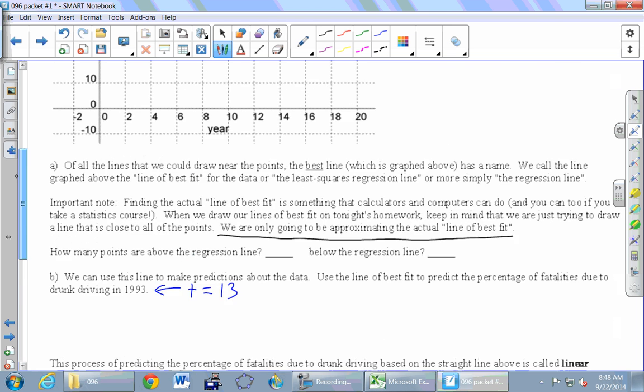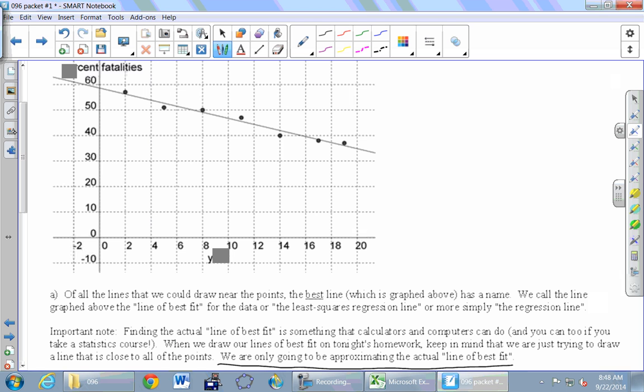So t equals 13. Is there a dot at t equals 13? No. So this is information that we do not have from the table. But we can go to our line at t equals 13. And once we've got our dot, what should we do next? How do we answer this problem which says estimate the percent fatalities in 1993?